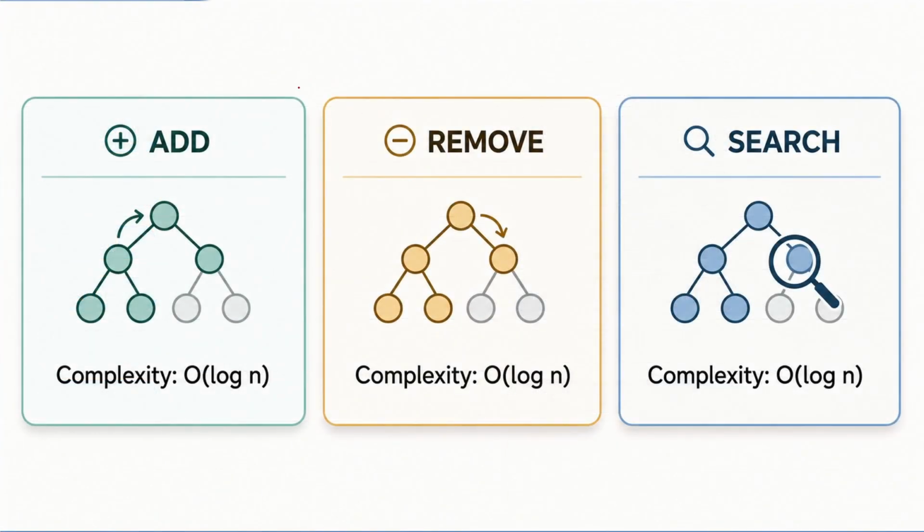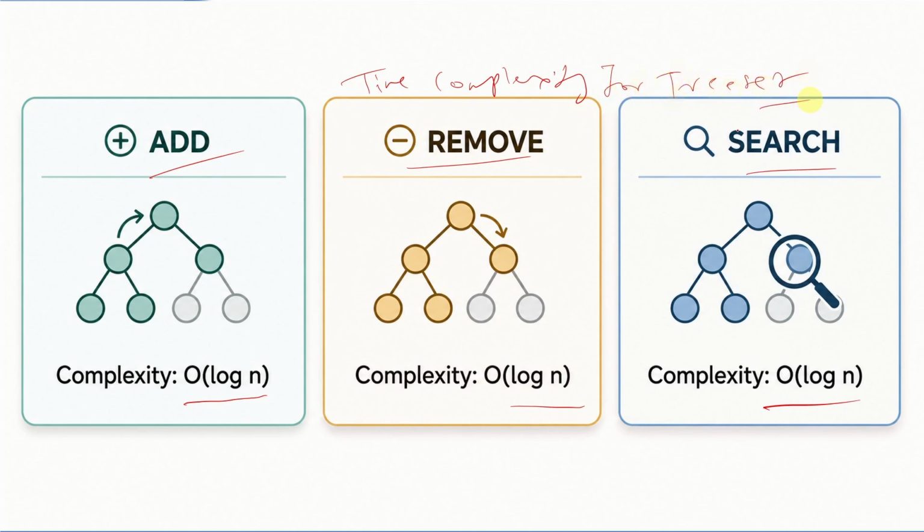So for TreeSet, these are the time complexities. For adding, the time complexity is O of log n. For removing, it is O of log n. And for search, it is O of log n. So we should remember the time complexity for TreeSet: it is O of log n for adding, removing, or searching. Why? Since TreeSet uses a balanced red-black tree, insertion, deletion, and searching all take O of log n time.